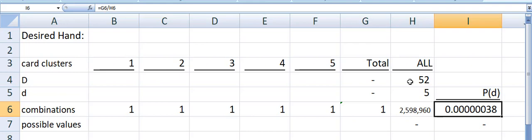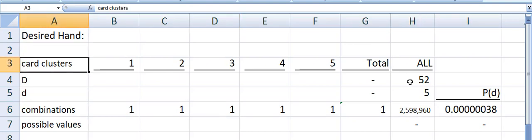The probability of any single particular hand in poker is 0.00000038. Very, very small number. So what I've done is I've created what I refer to as 5 card clusters. I don't need clusters that often, but I might need them.